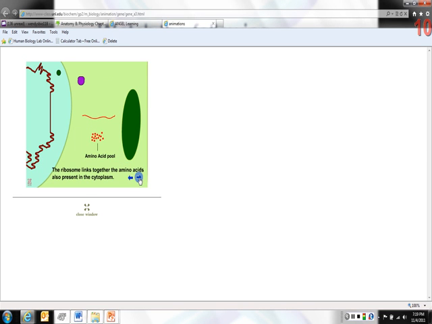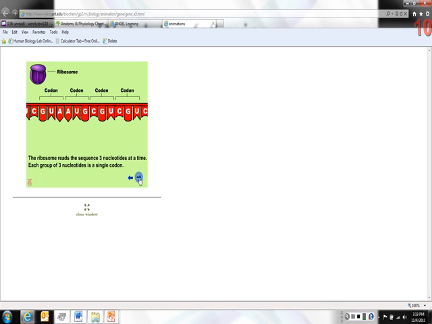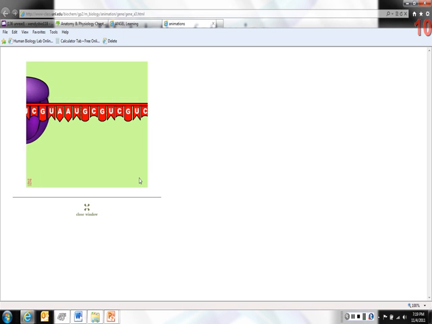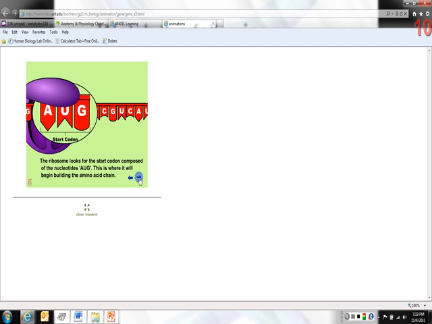The ribosome links together the amino acids also present in the cytoplasm. Zooming in on the mRNA strand, the individual nucleotides in the sequence can be seen. The ribosome reads the sequence 3 nucleotides at a time. Each group of 3 nucleotides is a single codon. A ribosome present in the cytoplasm attaches to the mRNA strand and begins reading the sequence. The ribosome looks for the start codon composed of the nucleotides AUG. This is where it will begin building the amino acid chain.